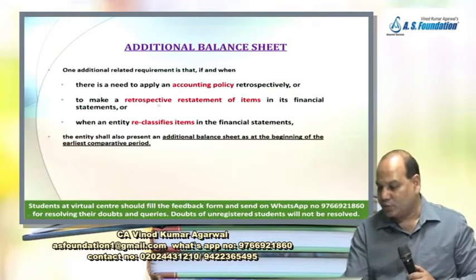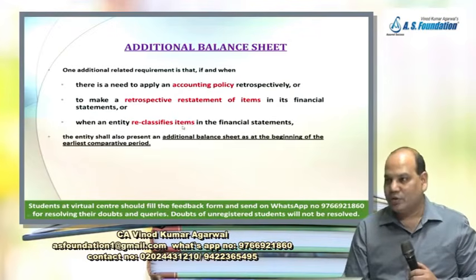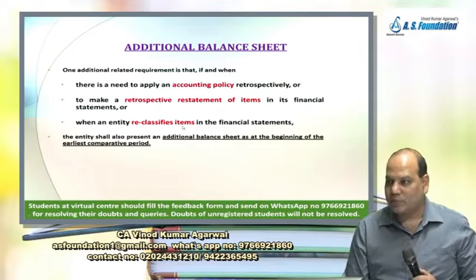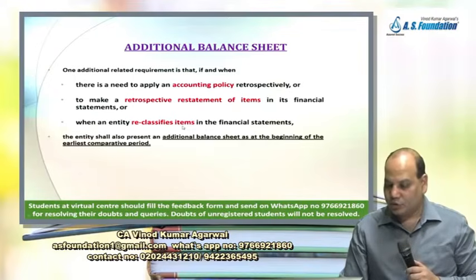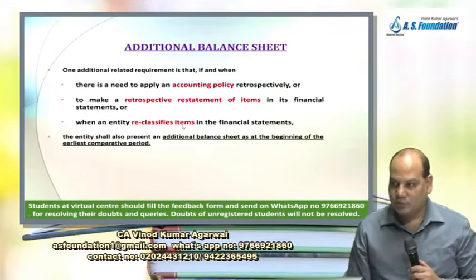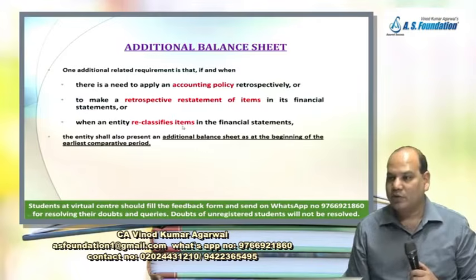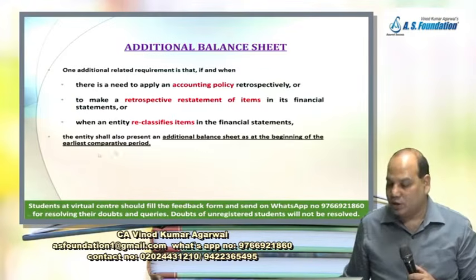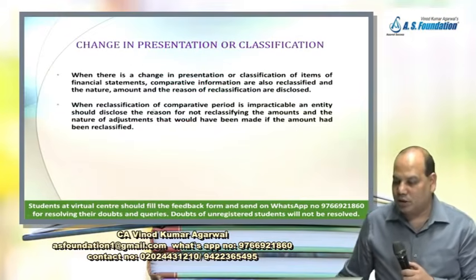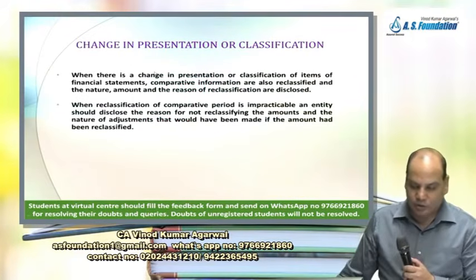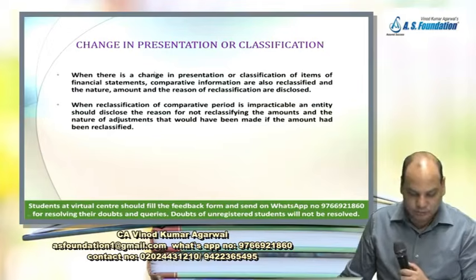So these 3 terms you again underline. Retrospective application of accounting policy, retrospective restatement of an item, or reclassification of an item in the financial statement. Then in that case, one more balance sheet will be given. What will be the date of that balance sheet? Beginning of the earliest comparative period. This paragraph we have covered.